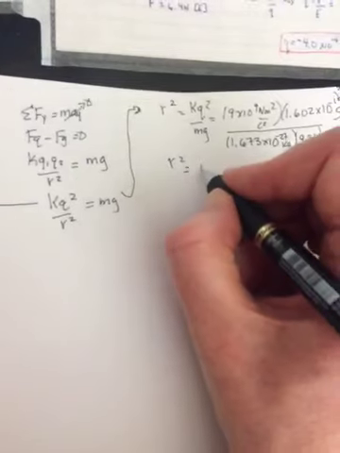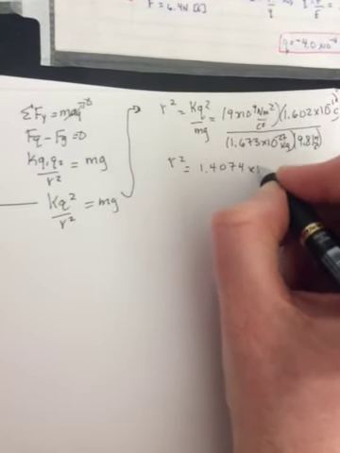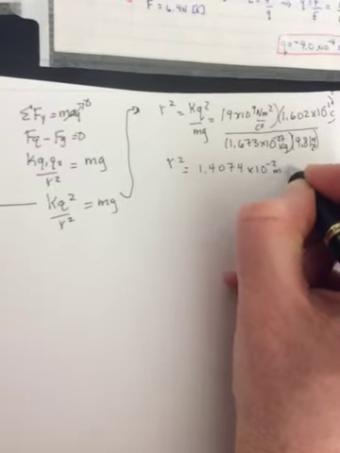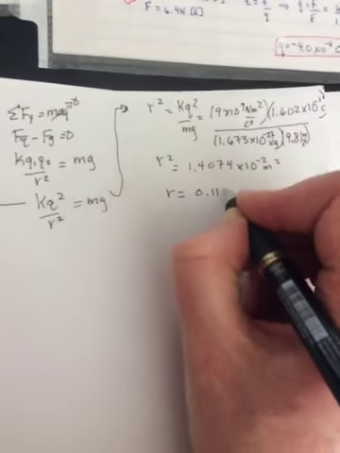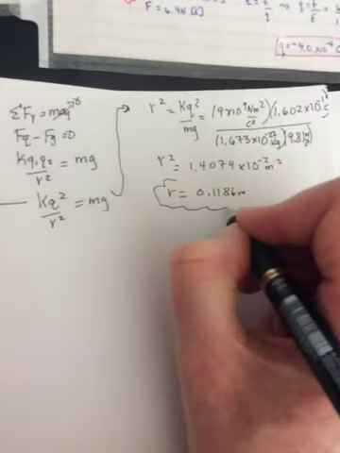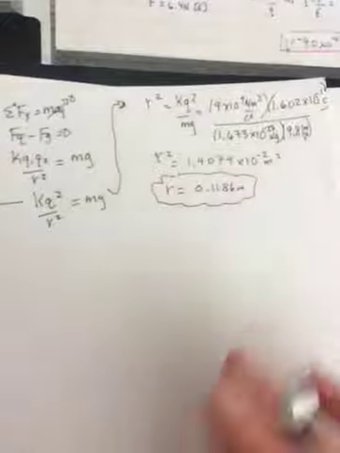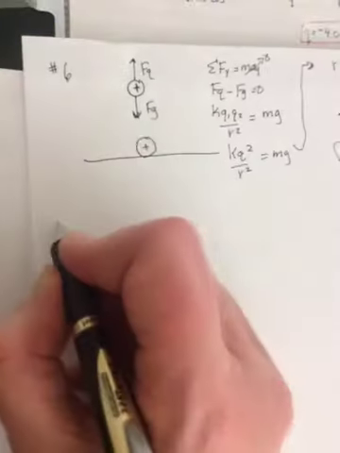So r squared is 1.4074 times 10 to the negative 2 meters squared. Take the square root, 0.1186 meters. So they have to be about 11 centimeters apart in order for their force of repulsion to support the weight. So that was number 6.